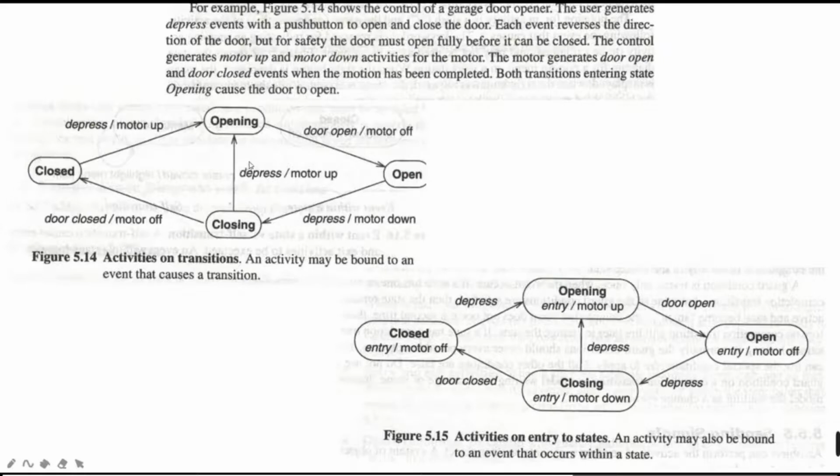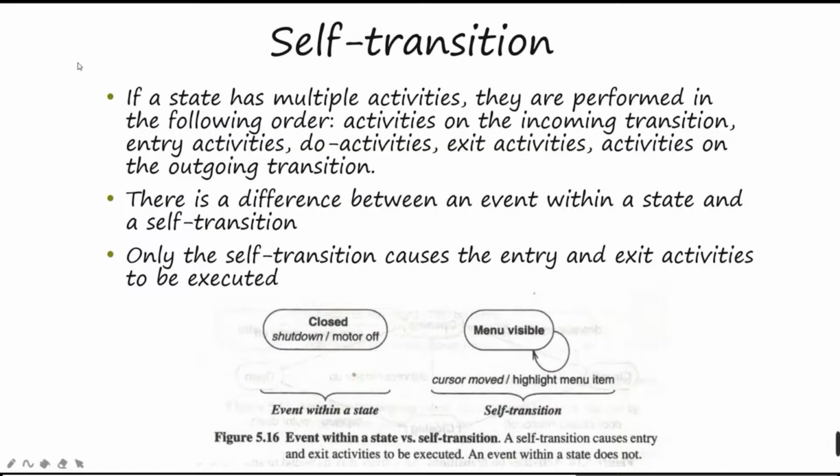Attaching the activity to every incoming transition and self-transition. If a state has multiple activities, they are performed in the following order. This is the order of executing activities: first, the incoming transition, then the entry activity, the do activity, the exit activity, and the activity on the outgoing transition. This is the order to perform activities.